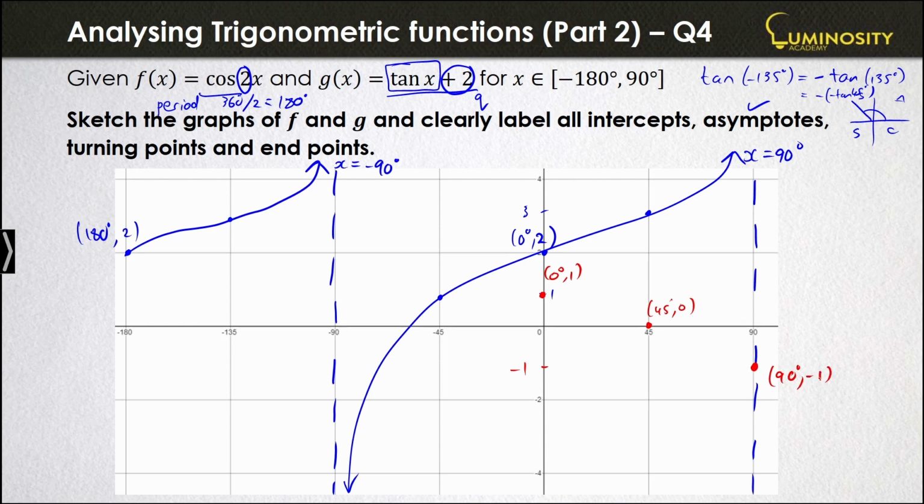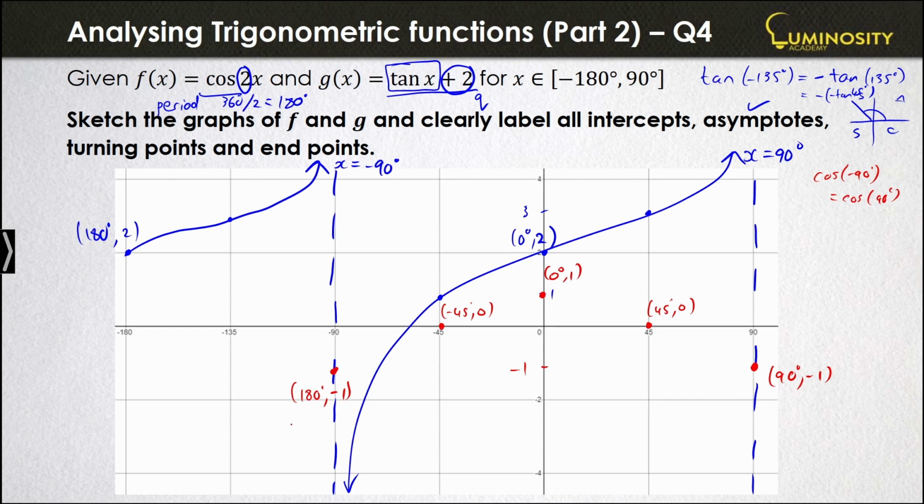90 degrees, negative 1. Okay, and then negative 45 degrees is going to give you cos of negative 90. But cos is an even function, so it's the same as cos of 90 degrees, and that's 0. So at negative 45 degrees, it is an x-intercept. At negative 90 degrees, same thing here, we're going to get cos of negative 180, which is the same as cos of 180, and that is negative 1. And that is a minimum point, minimum turning point.